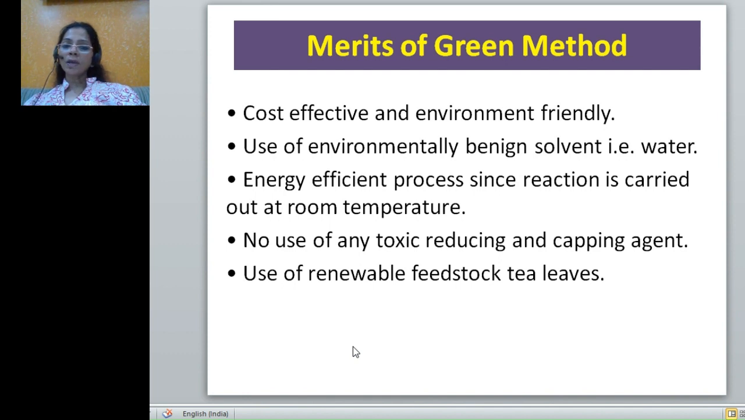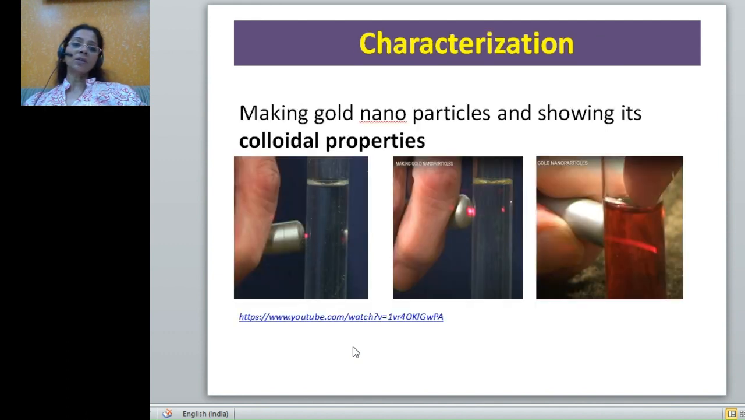And this methodology is environment friendly. Again, we are not making use of any harsh chemicals or strong organic solvents. We are doing the experiment in environmentally benign conditions, making use of water as the solvent. This methodology is energy efficient because no heating is required; it is done at room temperature. We are not making use of any toxic reducing or capping agent, and a renewable feedstock is used. And what is the renewable feedstock? The renewable feedstock is tea leaves in this green methodology.